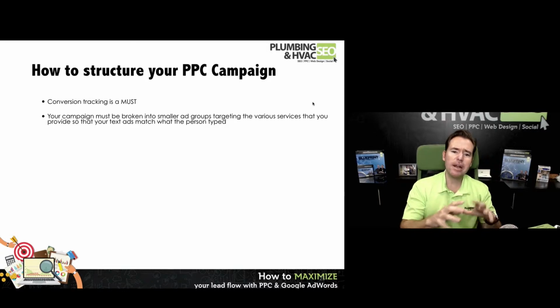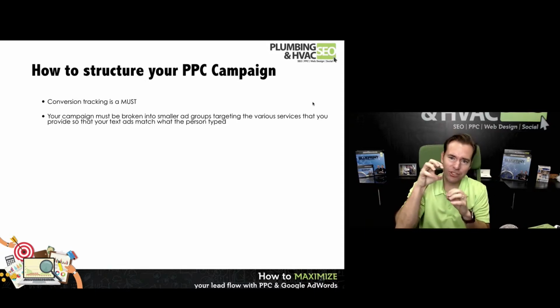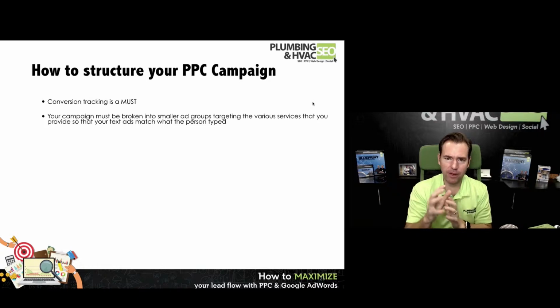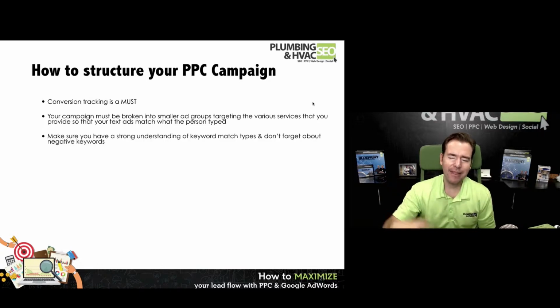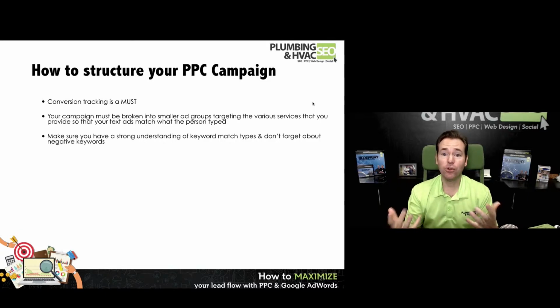The second thing is you've got to break the campaign down into smaller ad groups that target various services so that you can write text ads that match with the exact group. And I'm going to show some examples of that. That's how you get a higher quality score. That's how you get a higher relevancy score. And that's how you win with Google AdWords.